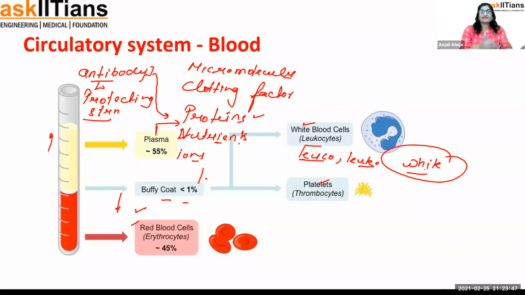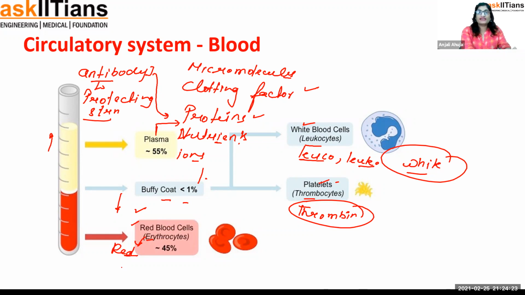Next, platelets, thrombocytes. The word thrombo has been taken from the protein name thrombin. Thrombin is a clotting factor, a protein which helps in blood clotting. That's why thrombocytes, or platelets, help in blood clotting. Now the next one is the red blood cells, also known as erythrocytes. Wherever you see the word erythro, it means something is red. So this is the composition of the blood.